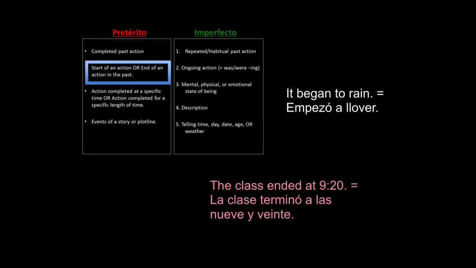Another way in which to use the preterite tense is when you are talking about the beginning of an action or the end of an action in the past tense. Here is an example of what that might look like in both English and in Spanish. It began to rain. Empezó a llover. Or, the class ended at 9:20. La clase terminó a las 9:20.